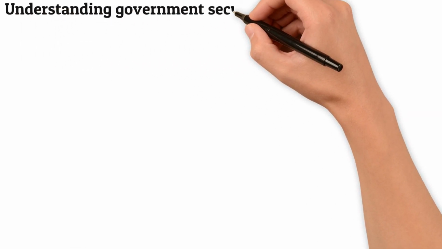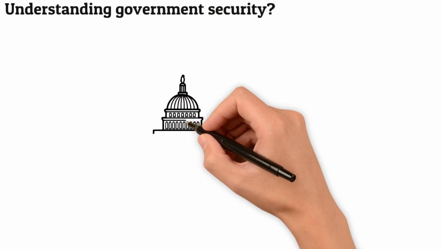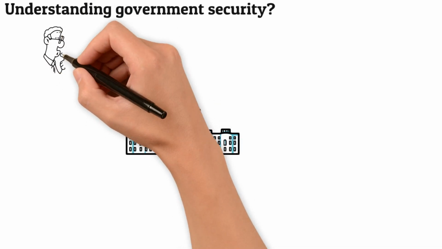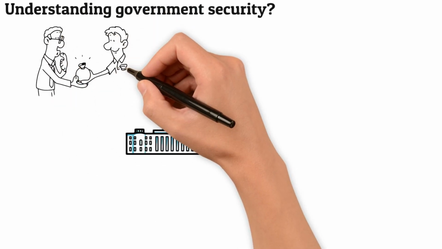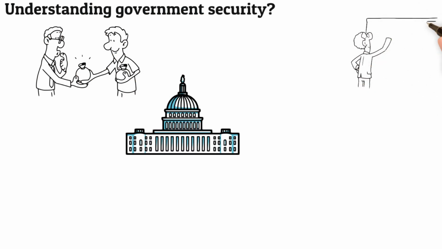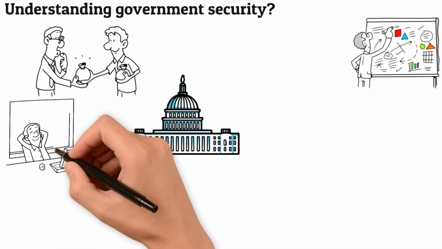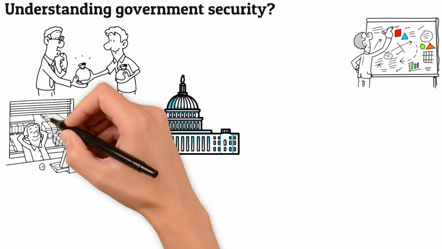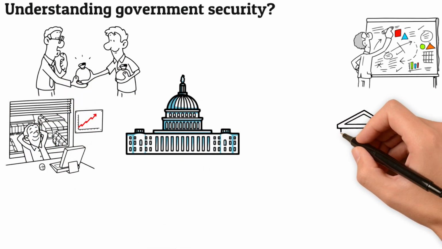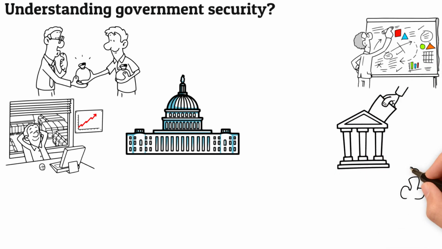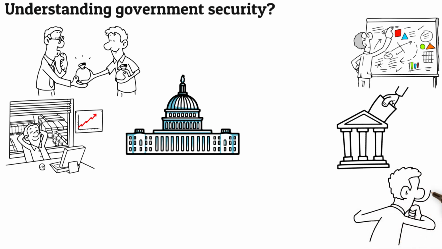Understanding government securities. Government securities are an integral part of any nation's financial system. They are used by governments to raise funds for various public initiatives and projects. It is important for investors to understand the different types of government securities available, their features, and how they work in order to make informed decisions regarding their investments. We will explore some use cases of government securities and provide insight into how they can be used to maximize returns on investments.